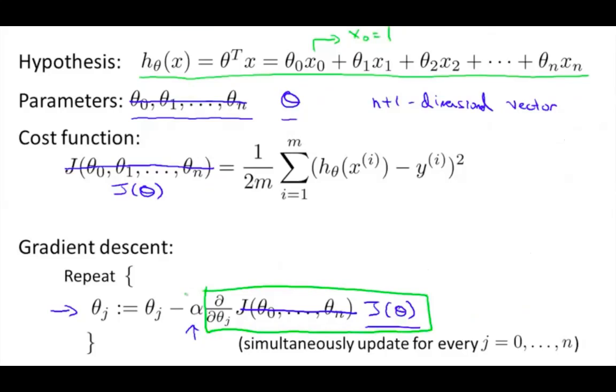And the cost function is your mean squared error. So what basically is the cost function? You're taking the mean of the squares of your error. So this is what the optimization algorithm works on.